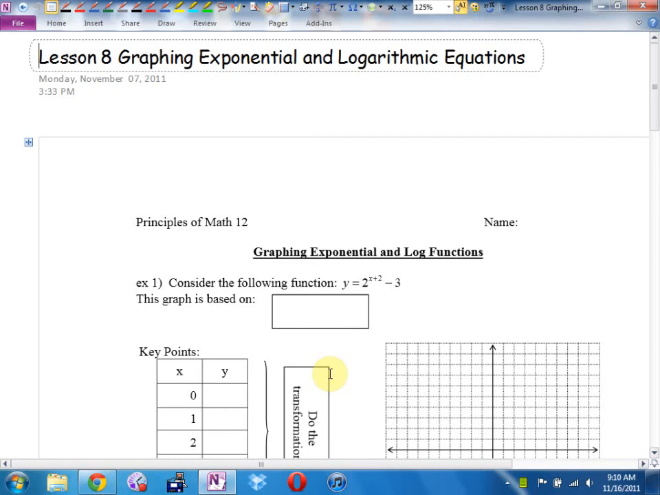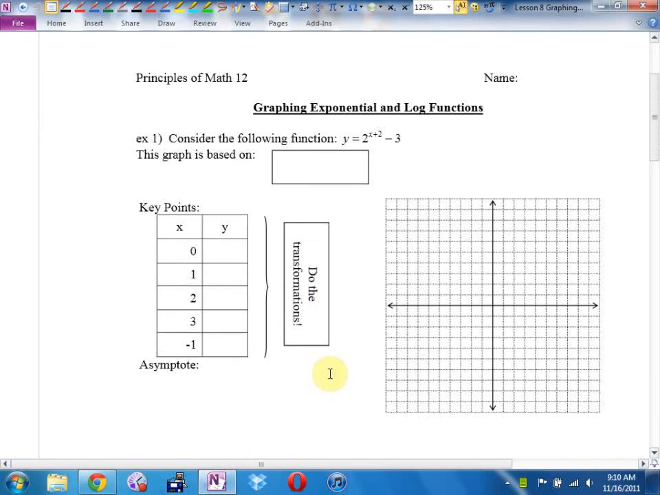So we're live. It says this, graphing exponential and log function. We're going to start out looking at a couple of exponential functions. It says, consider the following function, y equals 2 to the x plus 2 minus 3. I'm going to argue that this is an exponential function.